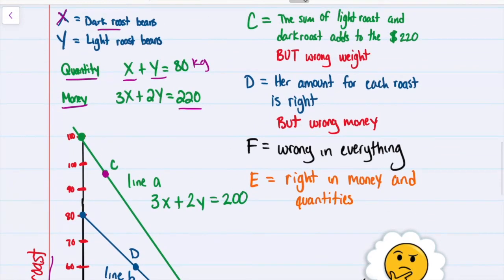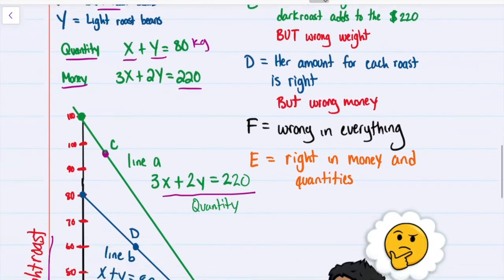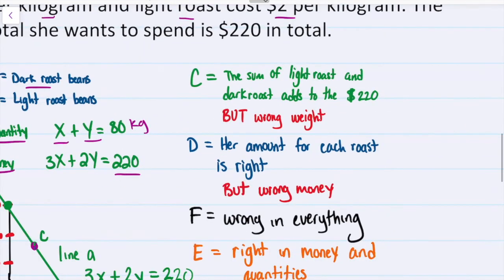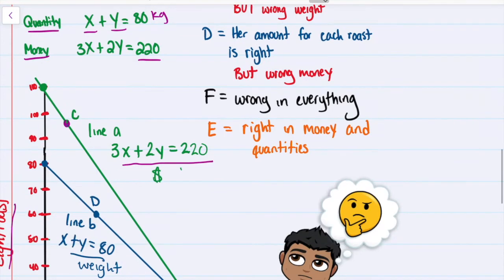And what does the green line stand for? Look, it's 3x plus 2y equals 220, sorry about that, 220. Well, what does that one stand for? This one is for the money. That's right, the money. So when we check letter C, that means we have the right money. But look at the blue line. This one is the weight. Since letter C is not touching the blue line, we have the right money, but we have the wrong weight. You see, because it's not touching the blue line as well.